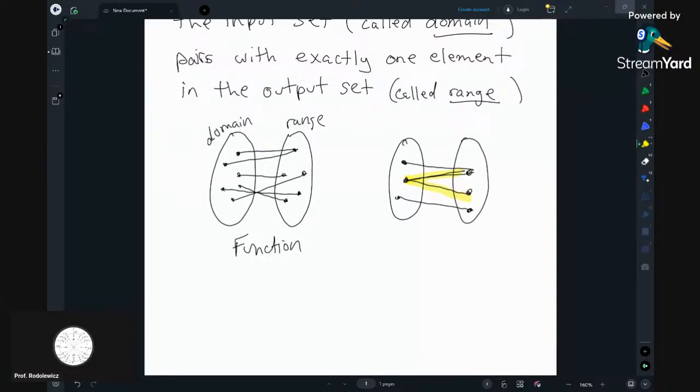So every input has one output. This button gives you Coke. This button gives you Coke and Diet Coke. It's not functioning, all right? So every input can only have one output, not a function.